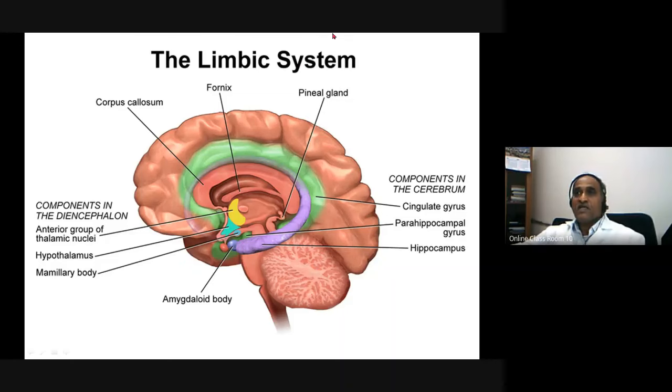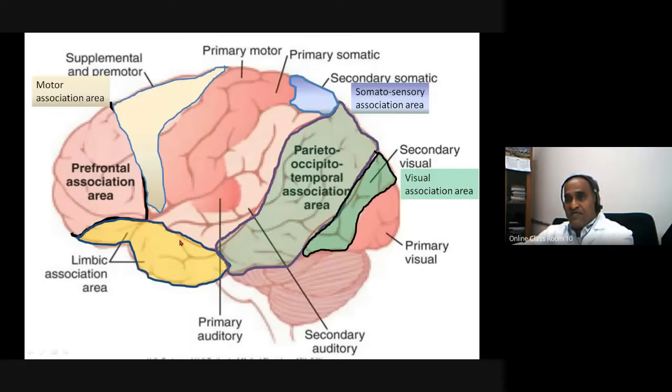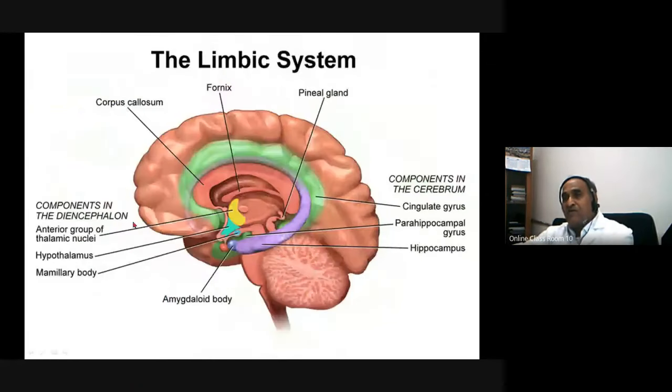So that means the limbic system consists of the amygdala, the hippocampus, the cingulate gyrus, and all the areas connected with this, and some part of the olfactory system. And this is what the limbic system is. So we see only part of this in the temporal cortex, most of it is interior. So that is why when we make the sagittal section, we see that.